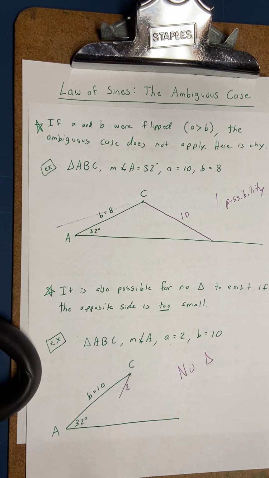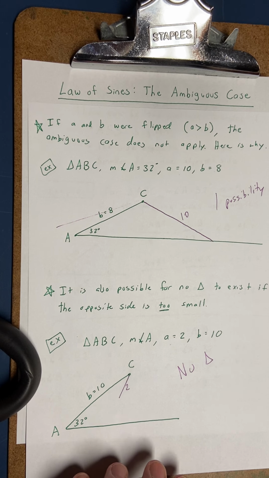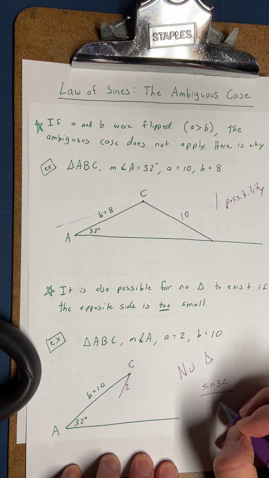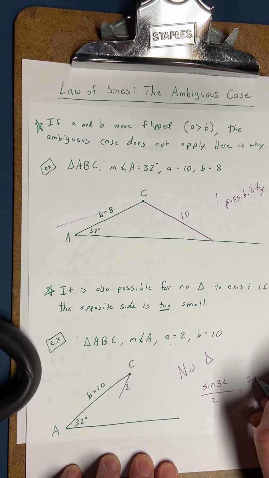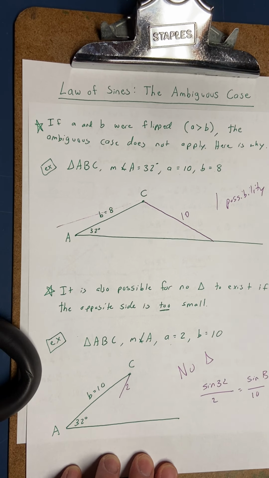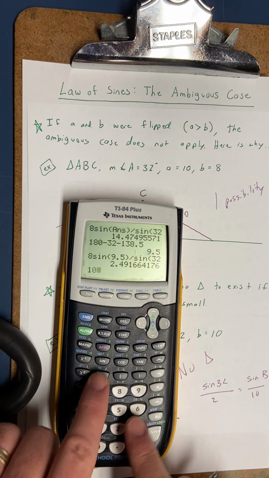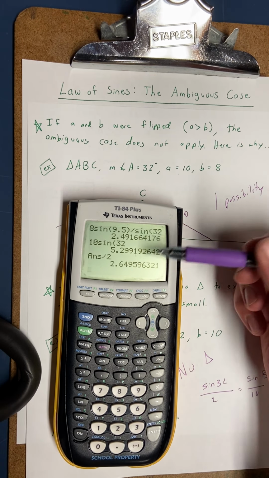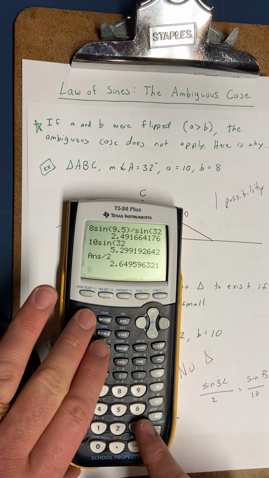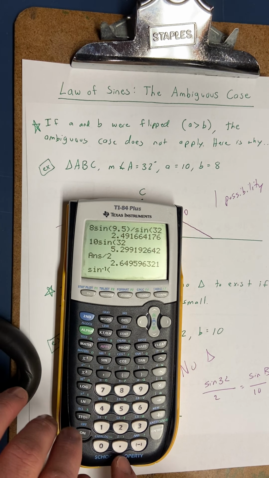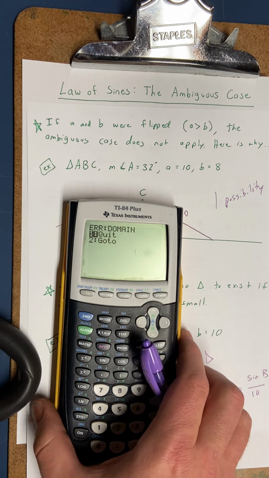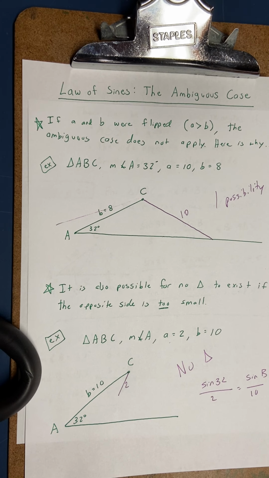And on the calculator, what'll happen here is if you do the math out, you'd get sine 32 over 2 equals sine of B over 10. And if we did 10 sine 32 divided by 2, we end up with a sine ratio above 1. So we know this is not going to work out. We can't have sine ratios above 1. And your calculator will tell you there's an error there, and that's how you know that the side length is too small, because the calculator can't do the function.